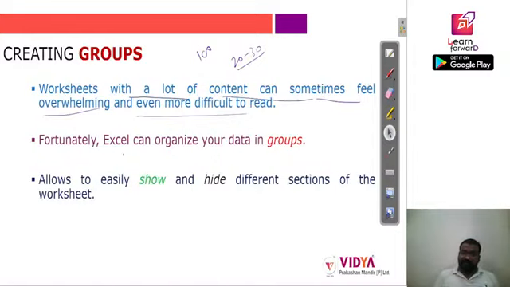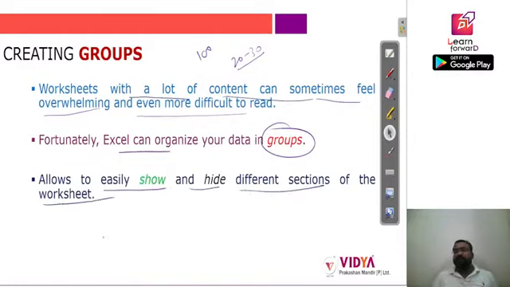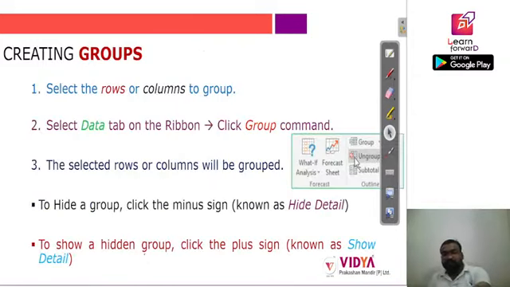In that case, Excel provides you a feature called Group. So what does this allow? It allows you to easily show or hide different sections of the worksheet. That means once you prepare the group, you can easily hide and show those columns or rows, and then you can easily manage your worksheet. You can see the desired columns that you want to see.